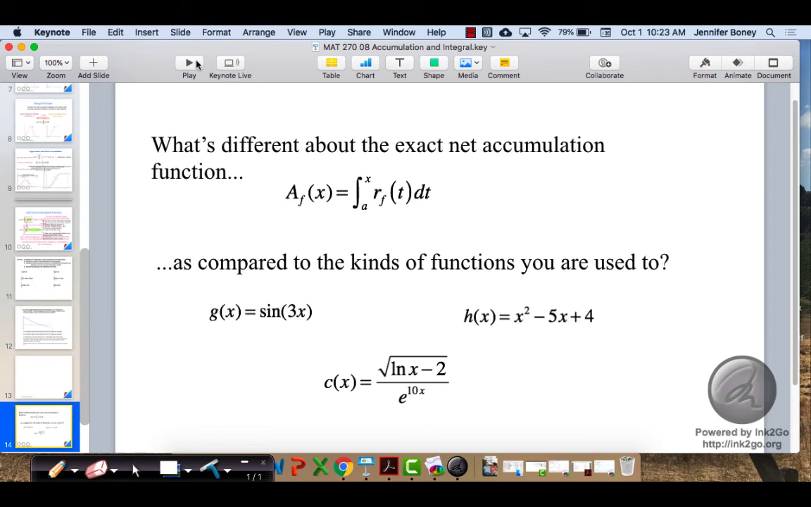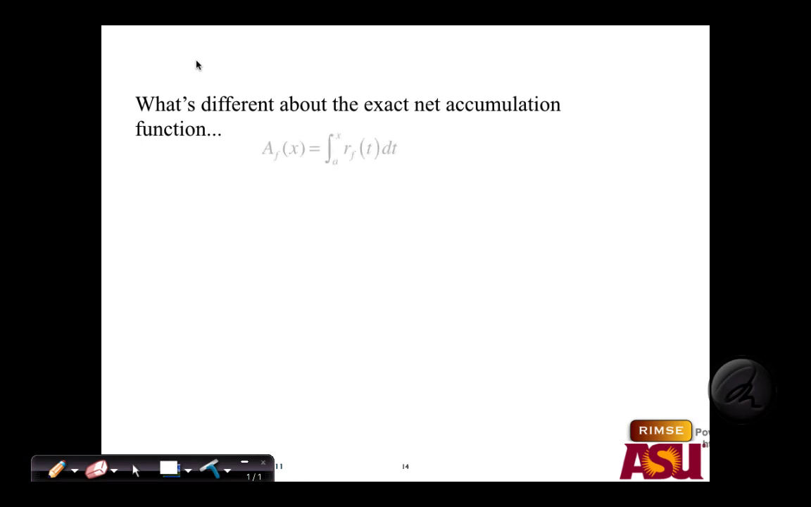So, well, let me just point this out. This is what we're going to be talking about after your test. So we wrote things that look like this. We've got a rate function. Said this is an exact net accumulation function.